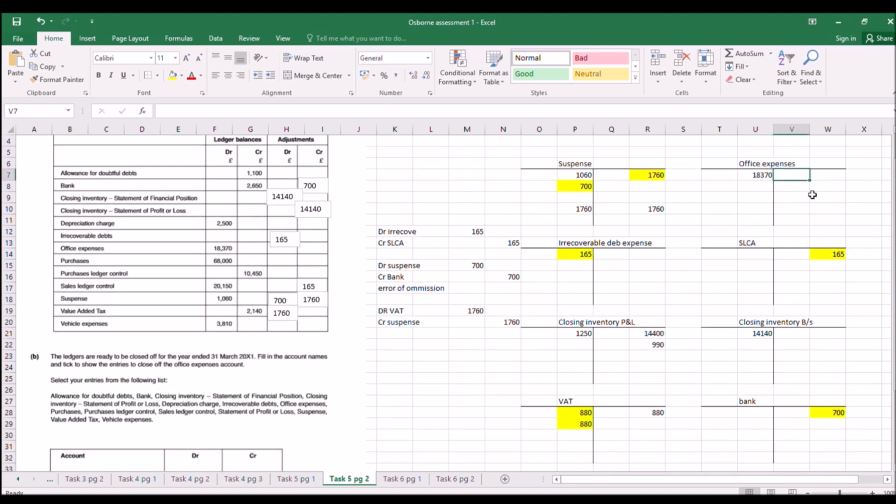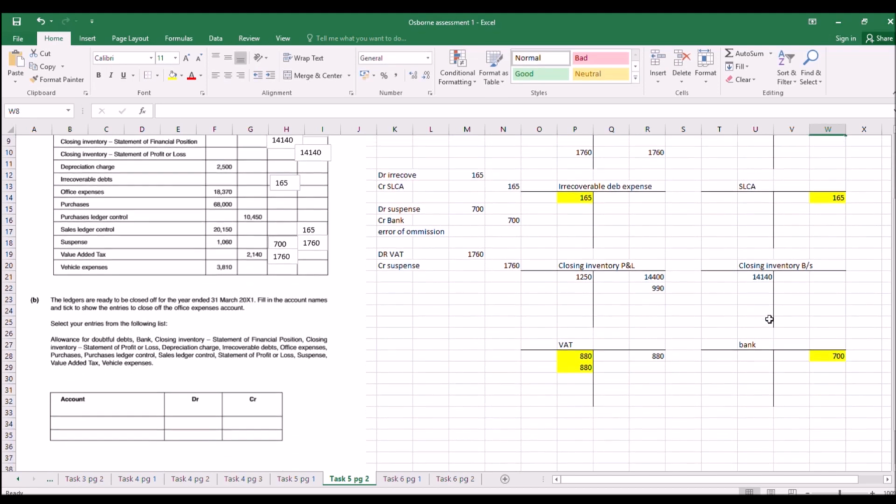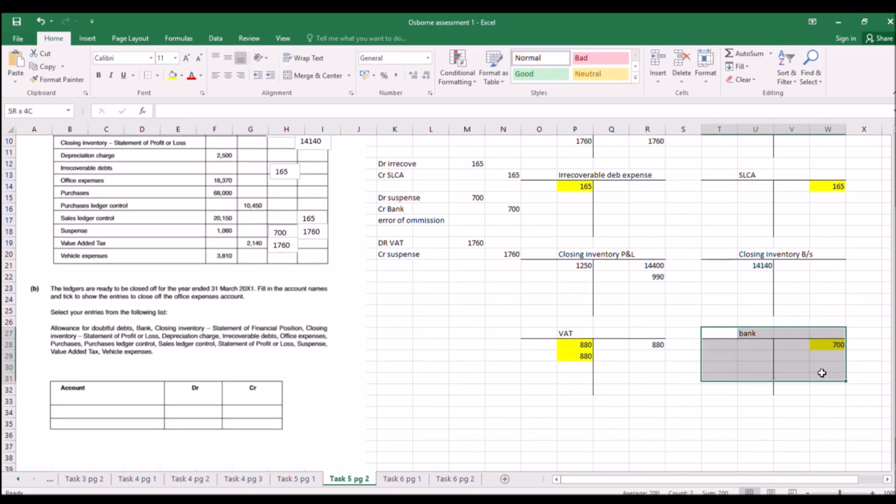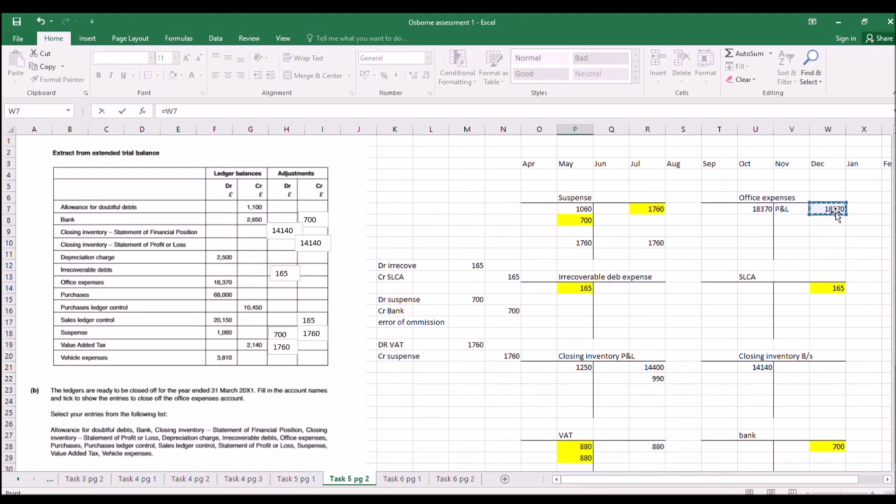Right, so we will now go to close it off. What we do is we're going to credit that to the profit and loss account, whatever we're going to have. It might be a statement of profit and loss, it might be a profit and loss account, whatever it is, 18370. And the alternative one here, it's going to be to the profit and loss account. It's going to be the opposite side of that one.